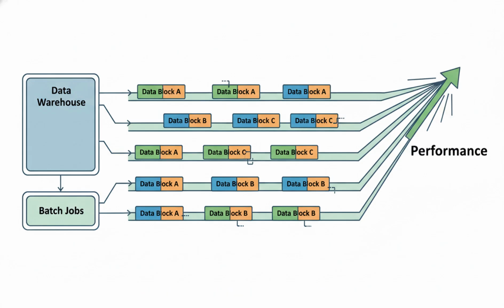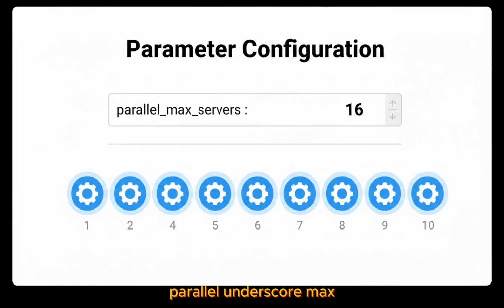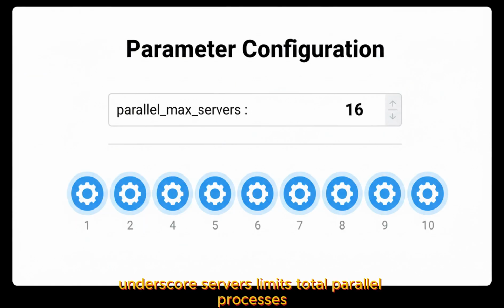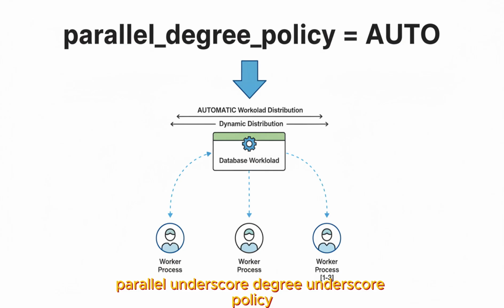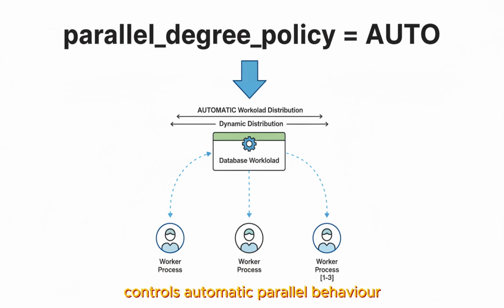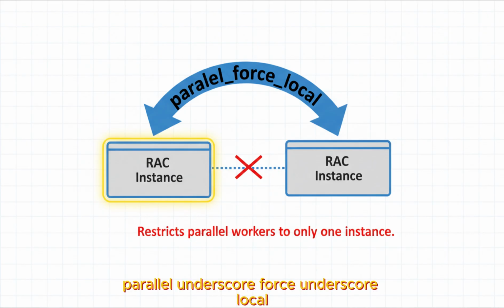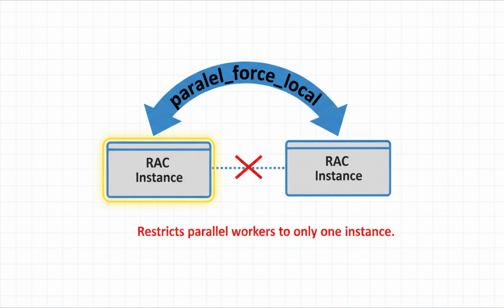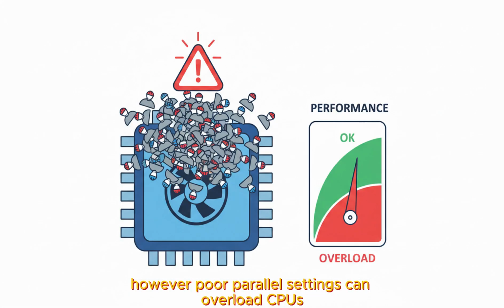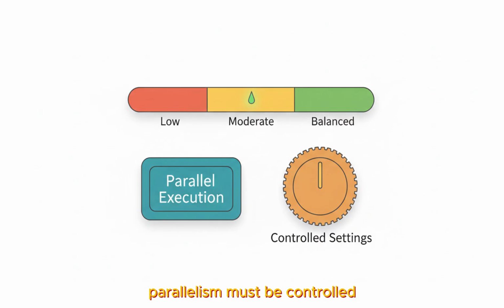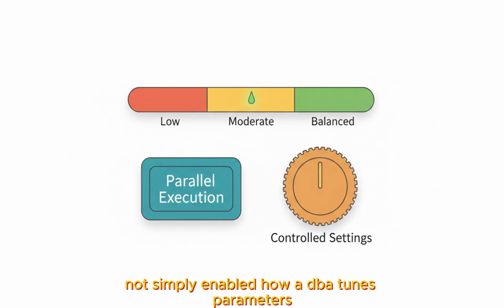Parallelism parameters. Parallel execution can dramatically improve performance in data warehouse and batch systems. Parallel_max_servers limits total parallel processes. Parallel_degree_policy controls automatic parallel behavior. In RAC environments, parallel_force_local can restrict parallel execution to a local instance. However, poor parallel settings can overload CPUs and hurt performance instead of improving it. Parallelism must be controlled, not simply enabled.